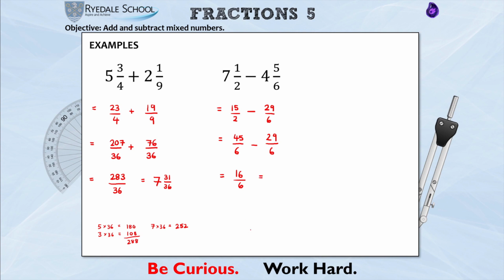How many 6s go into 16? 6, 12, well that's 2, with 4 left over. So it's 2 and 4 sixths. Or as I'm sure some of you have spotted, that simplifies to 2 and 2/3. So those are the examples finished.